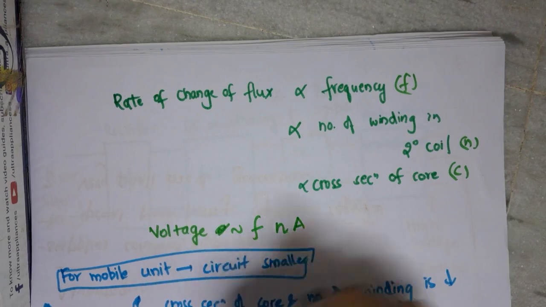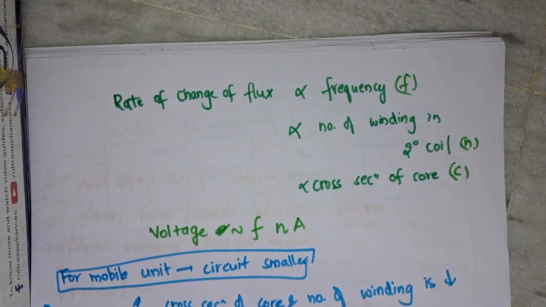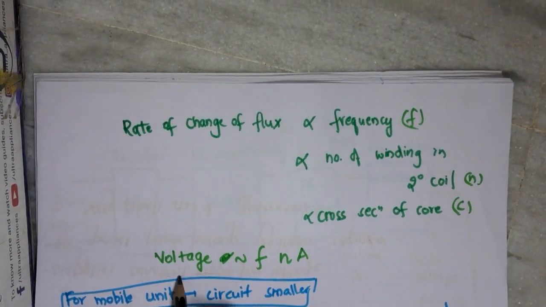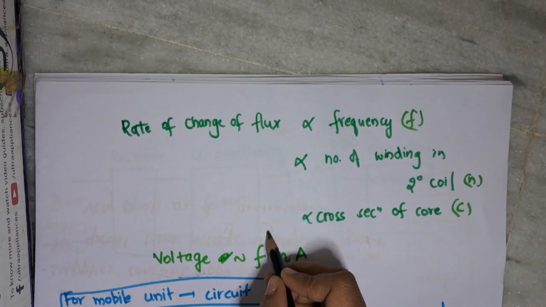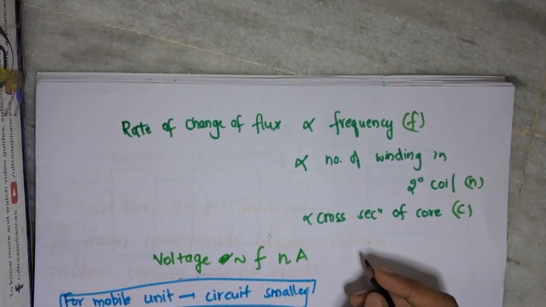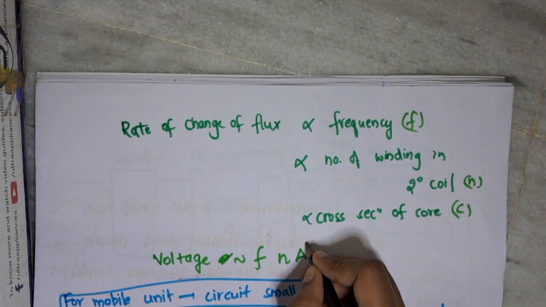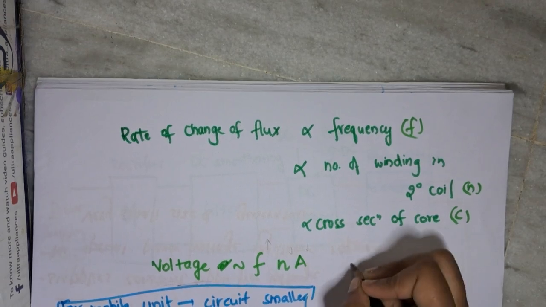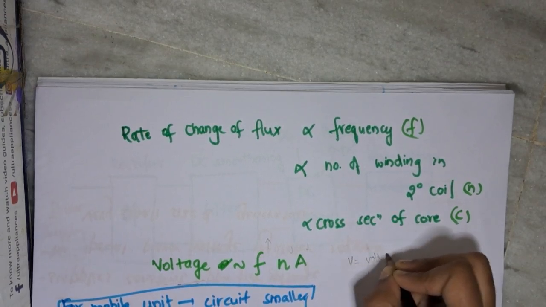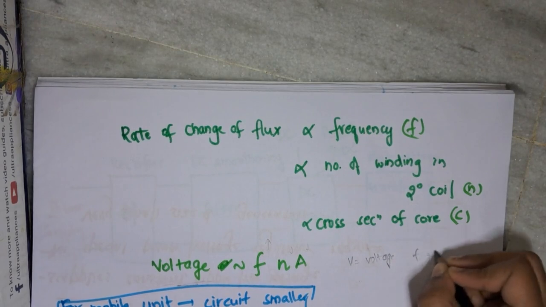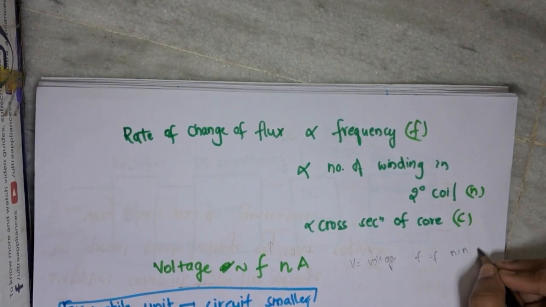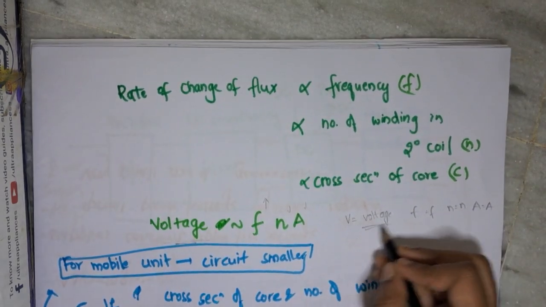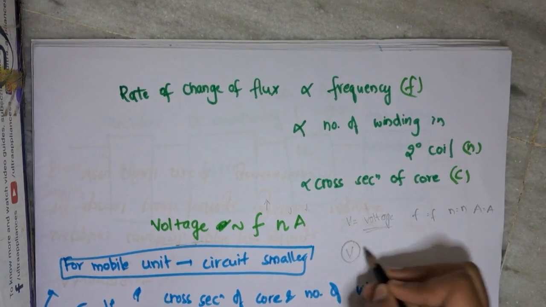So based on this, what can we deduce? For any given transformer, constant voltage can be maintained by increasing the frequency and decreasing the number of turns and decreasing the cross sectional area. So if voltage is V, and frequency is F, and the number of windings is N, and area is A, now what we want is we want this voltage to be stable, constant. It will be V only.